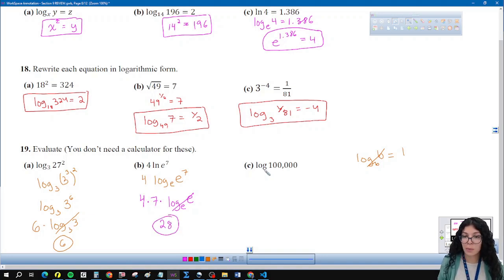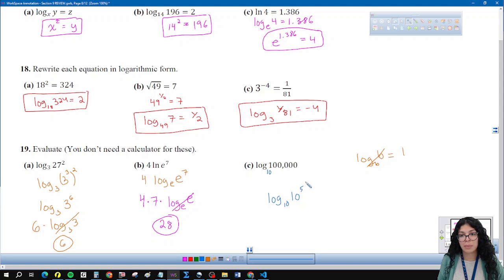Next, part C, we have log, and there's no base here. Remember, no base means the common log, which is base 10. So log base 10, and then notice that I have 100,000, which is 1, 2, 3, 4, 5 zeros behind the 1. So that is 10 to the power of 5. 10 times 10 times 10 times 10 times 10 is 100,000. You can confirm that on your calculator.